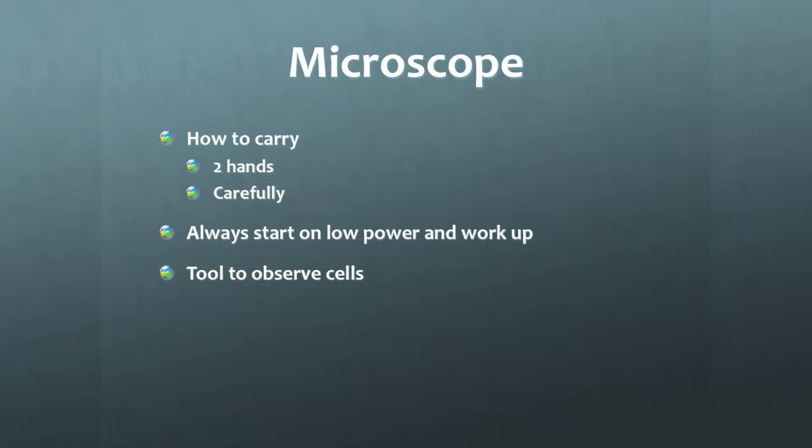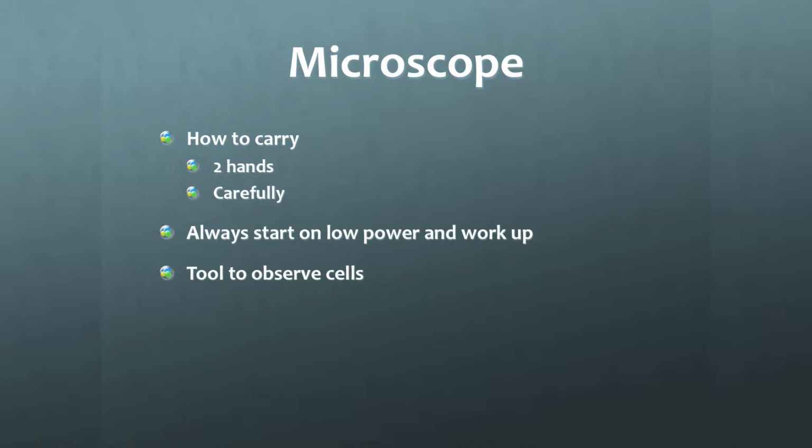To handle or to move it, 2 hands, carry it carefully like a little baby. Always start on low power and work higher from there. And it is a tool that we use to observe things that are smaller. Now we're limited in that we have just a compound light microscope, and it is one that is not as powerful as others, but it gets our job done.